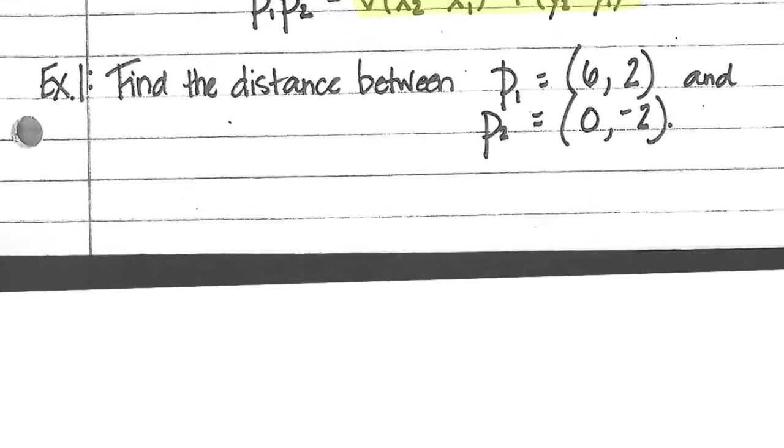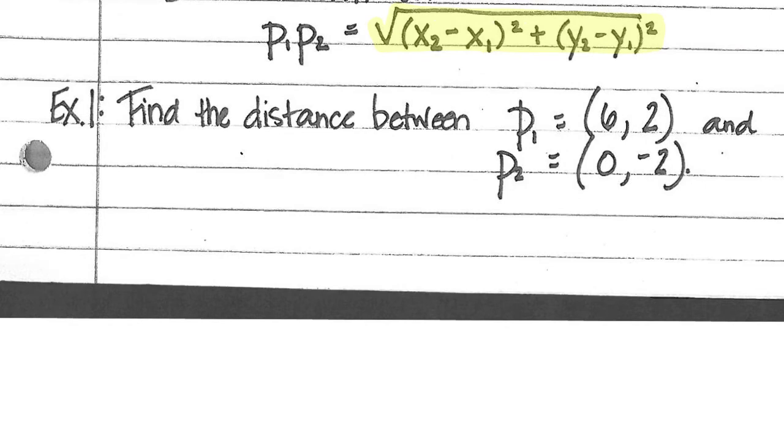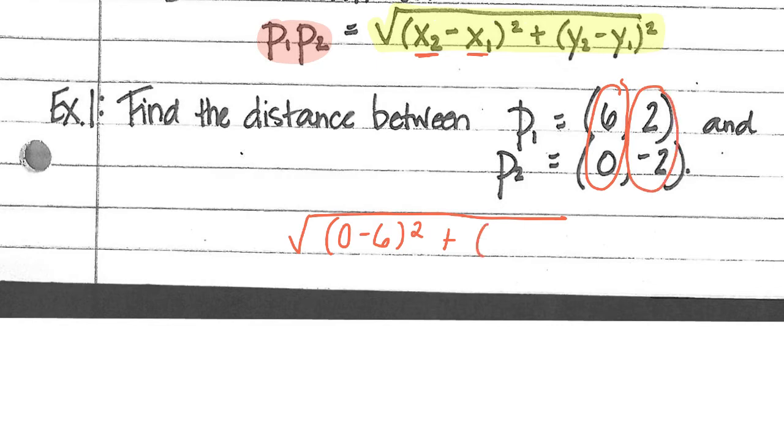Example 1 says find the distance, I'll leave that formula up here, between point 1, which is at 6, 2, and point 2, which is at 0, negative 2. And that's what P sub 1 and P sub 2 mean. So I know I'm going to take the square root of, and I'm just taking the x's and subtracting them. Now they go from 2 to 1, so I will stick with my formula, 0 minus 6 squared plus negative 2 minus 2 squared.